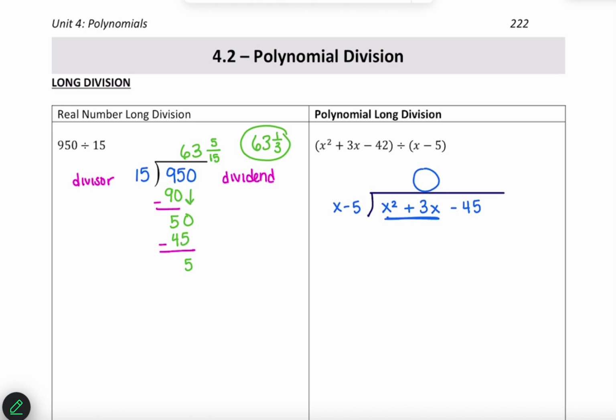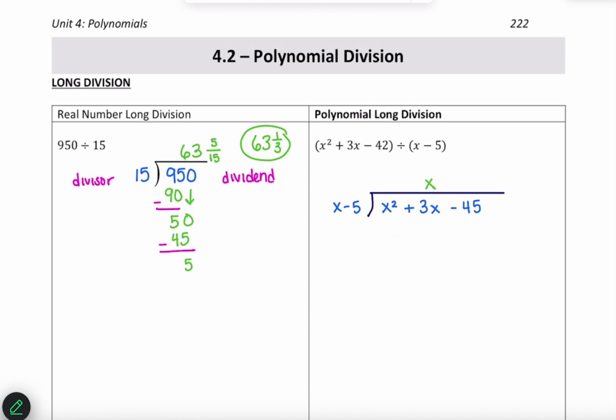I have to think about what I can multiply x minus 5 by. I'm going to put it up here, whatever it is, so that when I subtract, just like how I subtracted this 90, I subtract at least that x squared away. So x minus 5 goes into x squared plus 3x how many times? Whatever I multiply by, I want to make sure that when I subtract, I at least subtract away this x squared to get rid of that first term. So really I'm asking myself, this x times what will give me x squared so I can subtract it away? The answer is x, and I'm going to put that in the x column.